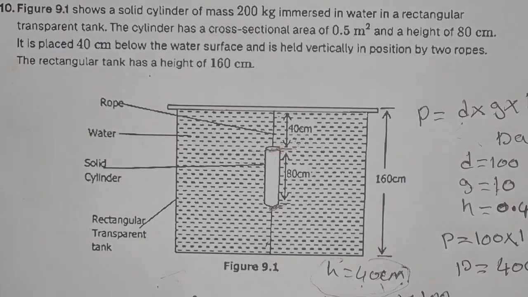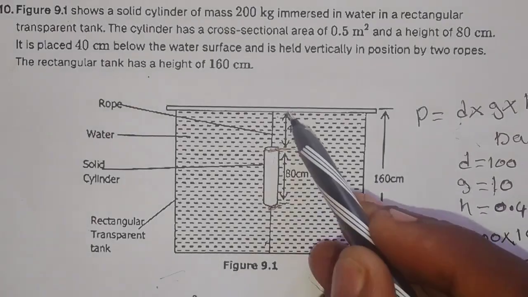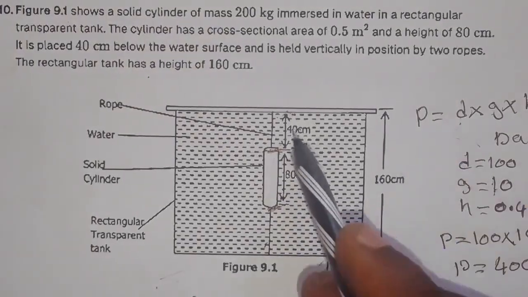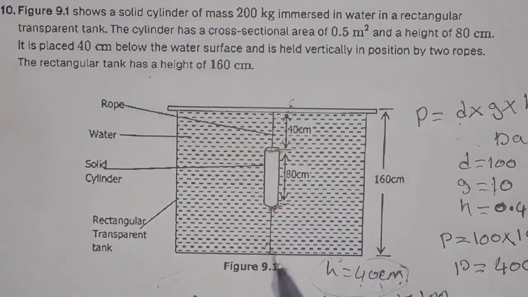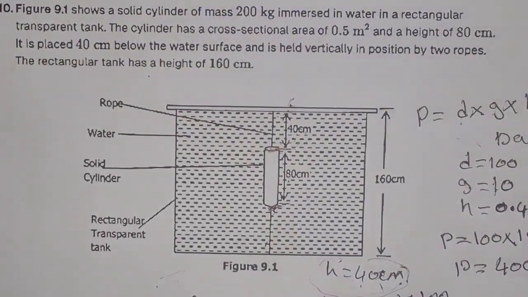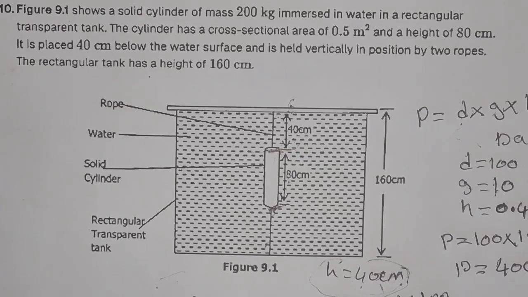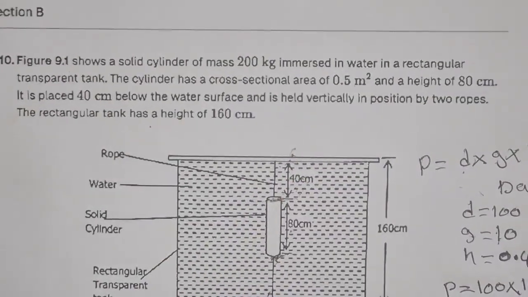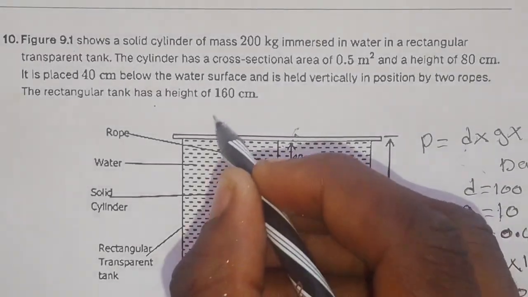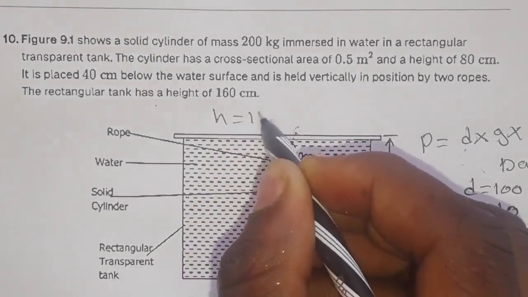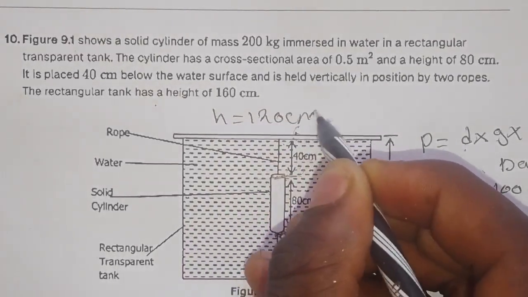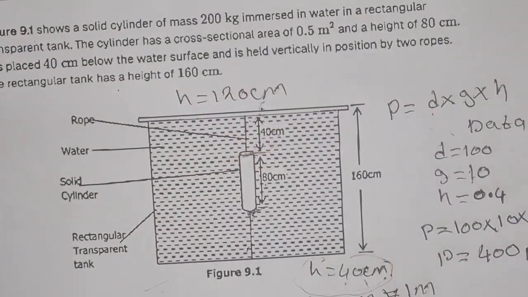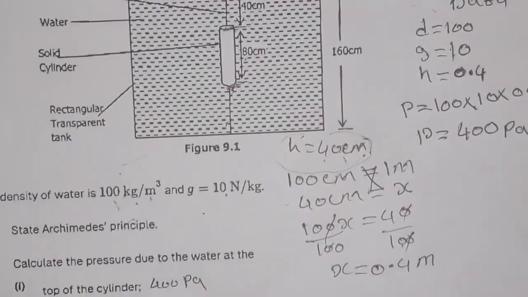Okay, so you should know your height before you proceed. So from here up to here, that will be our height, and you just add 40 plus 80. 40 plus 80, that will give you 120. So I'm going to write our h here. h is equal to 120 centimeter. 120 centimeter. Then you start your procedure.